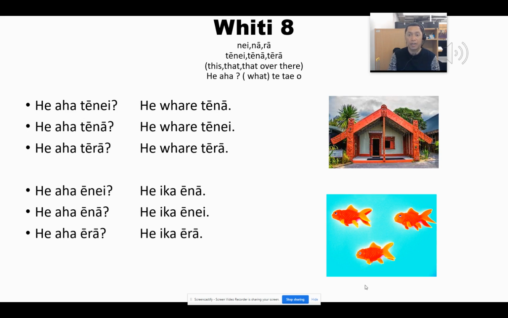Ka pai tēnei te whititua waru. Go over this a few times to get used to it, as in asking the question and also answering.